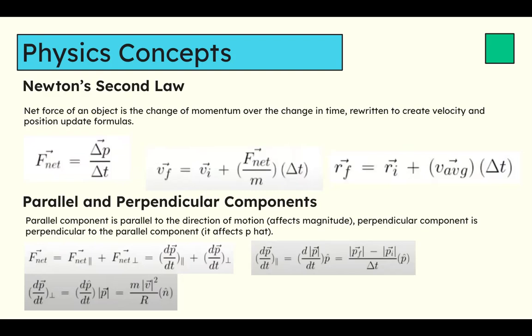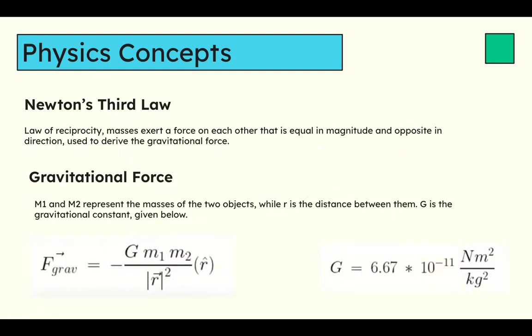But now we have an added component to the net force, which is its parallel and perpendicular components. So the net force is made up of the perpendicular and parallel components, which you can see the formulas down here below. Basically the parallel component is parallel to the direction of the motion, therefore it affects the magnitude or the speed of the object, while the perpendicular component is perpendicular to the parallel component, so it affects the direction, so p hat of this equation.